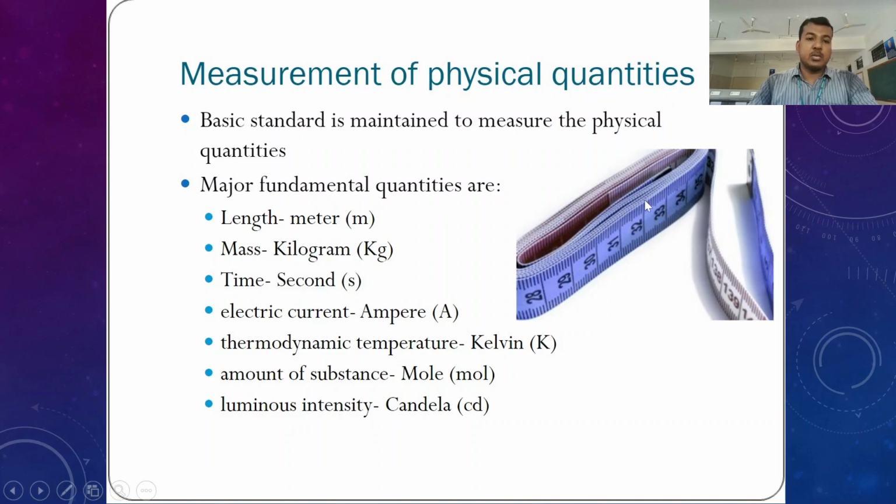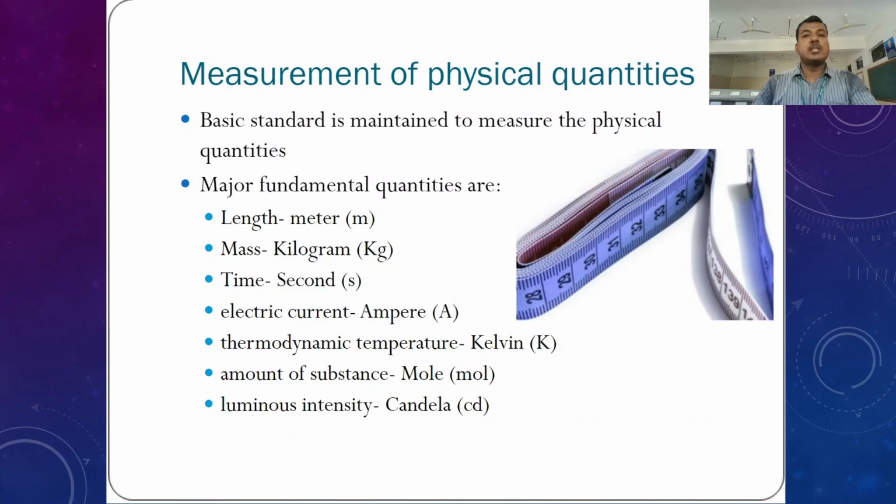different parameters. So, here we have listed 7 major fundamental quantities. They are length, mass, time, electric current, thermodynamic temperature, amount of substance, and luminous intensity. First, the length: normally we represent the length with respect to a standard unit called meter. And the second one is mass, that is kilogram. So we represent the weight with respect to kilogram.